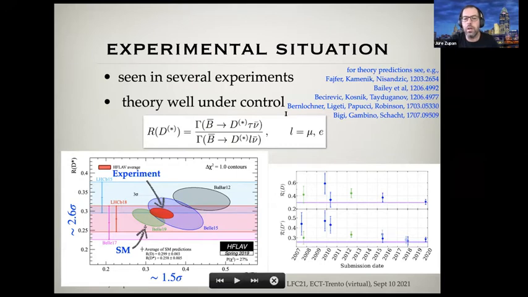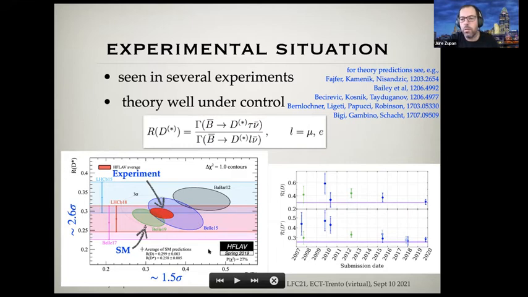So the observables are, you take either the pseudoscalar or the vector, so D or D star. In the final state, you form a ratio where you have either a tau or a mu and an electron. And the standard model prediction has tiny errors, while the global average of BaBar, Belle, and LHCb is away from the prediction. So this is R_D versus R_D star.